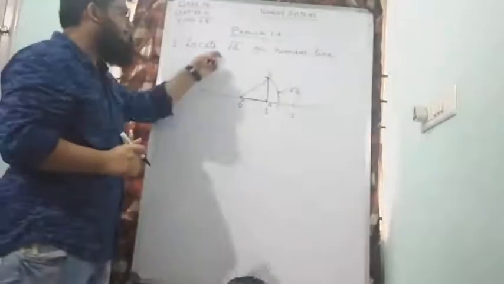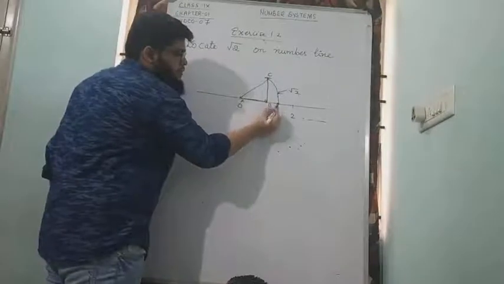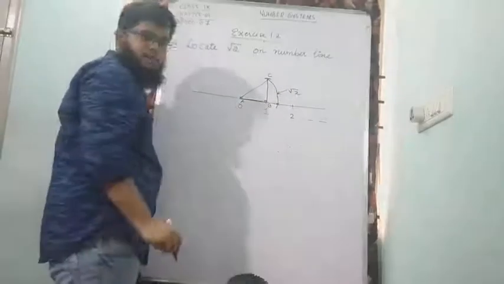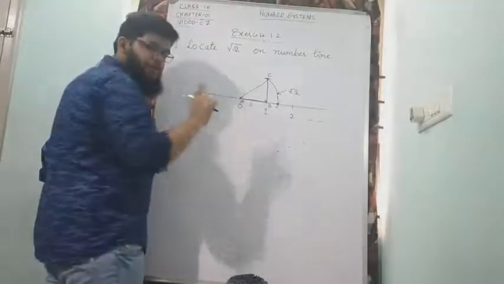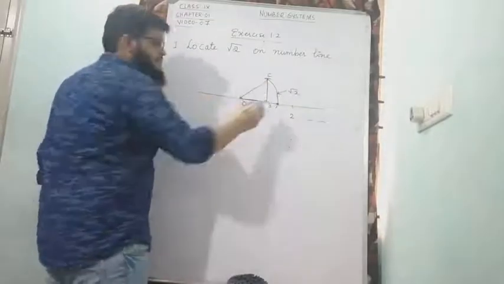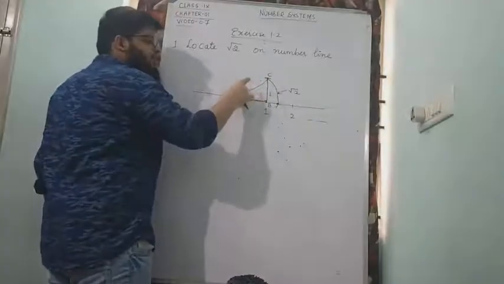Okay, this is how we locate root 2 on the number line. That means this position on the number line will be the position of root 2. So this we took as 1 unit, because from 0 to 1 it is 1 number, and if this is 1, this distance is also the same, right? This is also 1. So this answer should be equal to root 2.